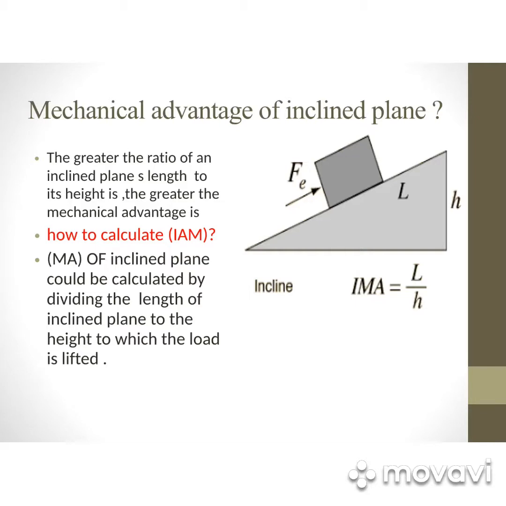As it is shown right there in the image, we have a load. We can use a force on the load. The inclined plane has a length, which is L, and a height, which is H. So IMA, the inclined plane mechanical advantage, is simply found by dividing the length by the height. And this is how it works.